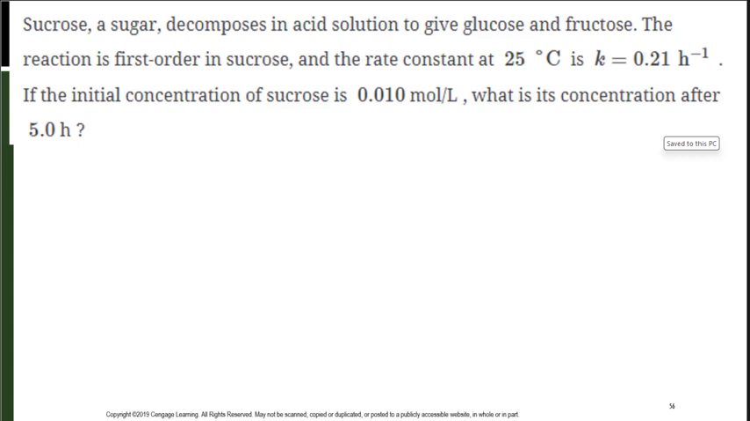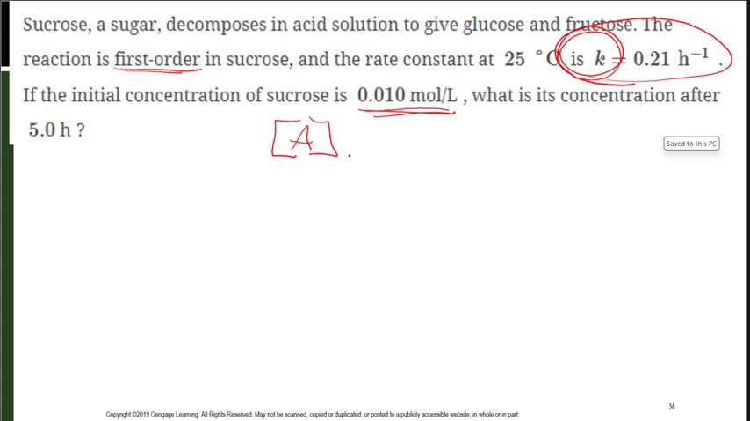Let's set another one up. Sucrose, a sugar, decomposes in an acid solution to give glucose and fructose. The reaction is first order in sucrose, and the rate constant at 25 degrees is 0.21 inverse hours. So we're given k. If the initial concentration is this, so we know our initial concentration or the original concentration, what is the concentration after 5 hours? So we're asked to find the concentration after a time of 5 hours.